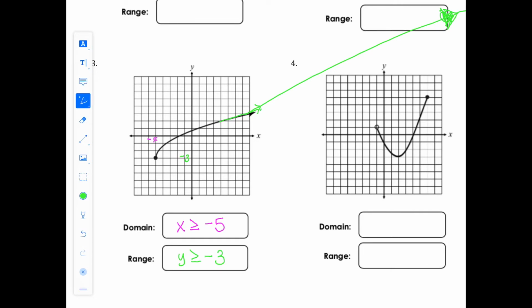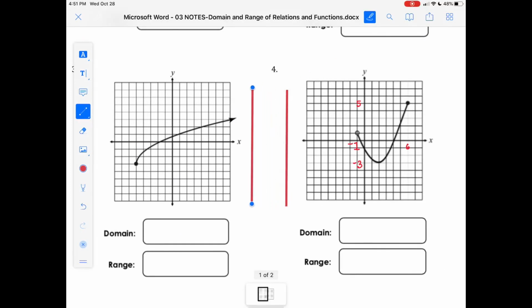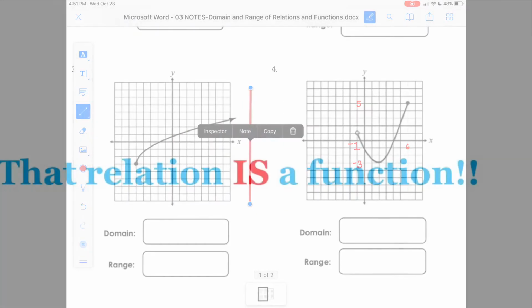So how would we write the range? We would say that y is greater than or equal to -3. We're including -3 and all of the y values larger than -3. And again, is this relation a function? I would look at my vertical line and it all checks out. It doesn't cross it in more than one point.